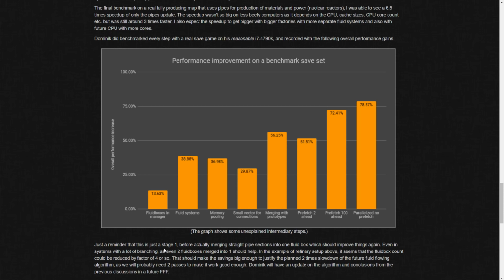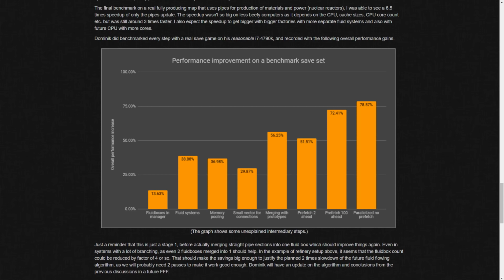So just a reminder, this is just stage 1 before actually merging straight pipe sections in one fluid box, which should improve things again, even in systems with a lot of branching, as even 2 fluid boxes merged into one should help. In the example of the refinery setup above, it seems the fluid box count could be reduced by a factor of 4 or so. That should make the savings big enough to justify the planned 2 times slowdown on the future fluid flowing algorithm, as we will probably need 2 phases to make it work good enough. Dominic will have an update on the algorithm and conclusions from the previous discussions in a future Friday Facts.